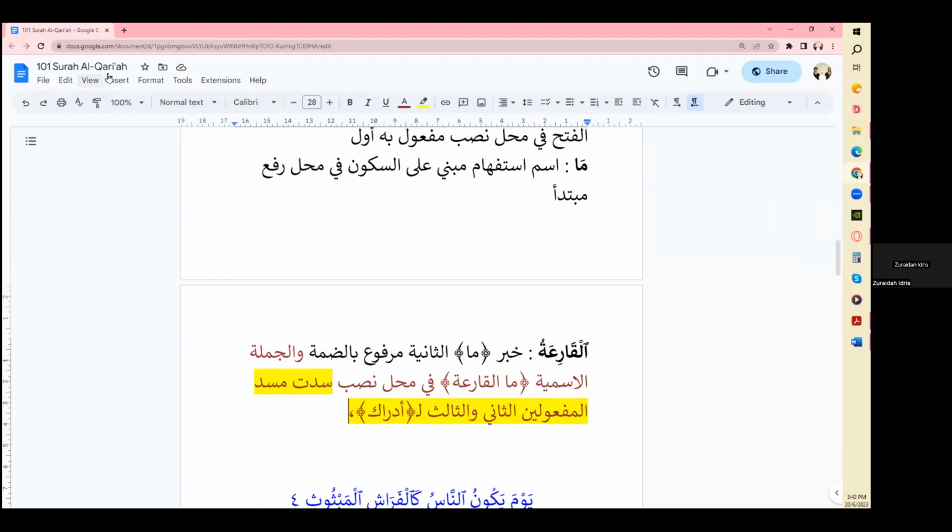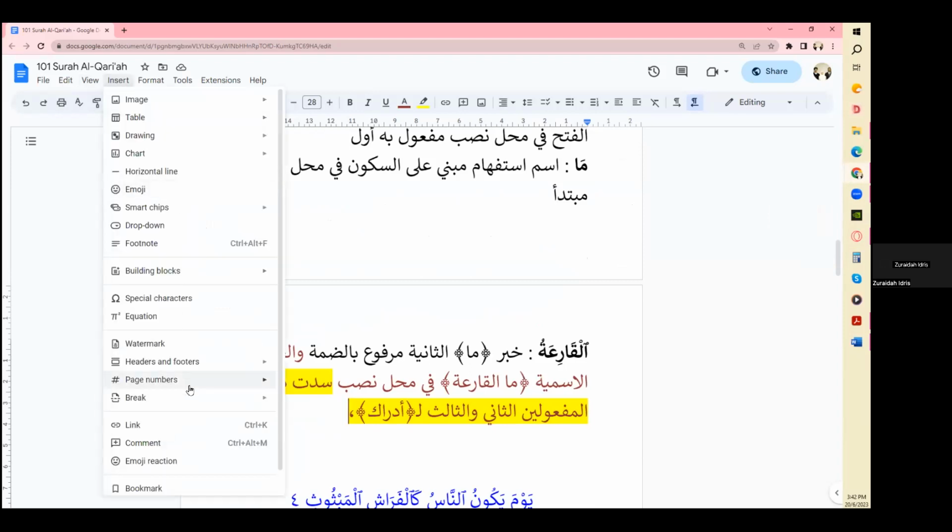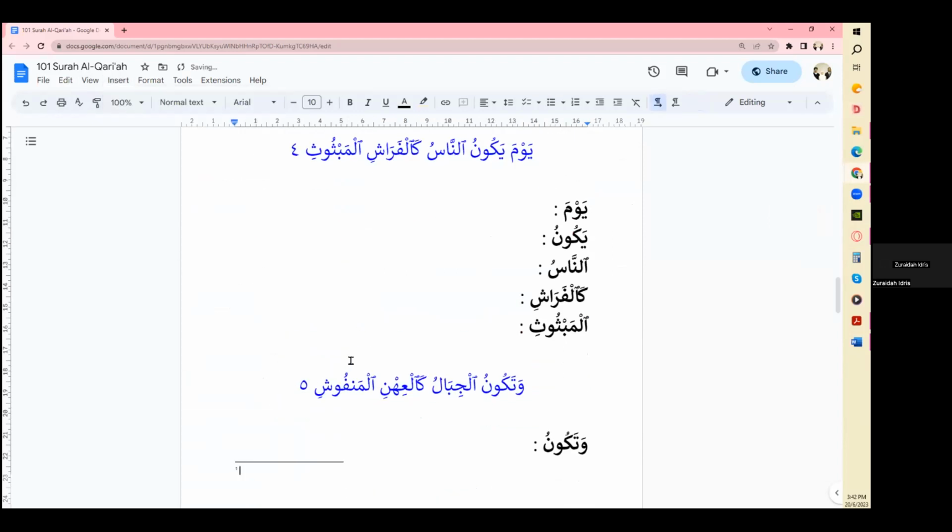Oh, how do I do this? Insert footnote, is it? No. Okay, so in example, 3 maf'uls, yeah. This is the maximum actually. This is what I learned, that this is the maximum number of maf'uls a fi'il can take, nothing more.